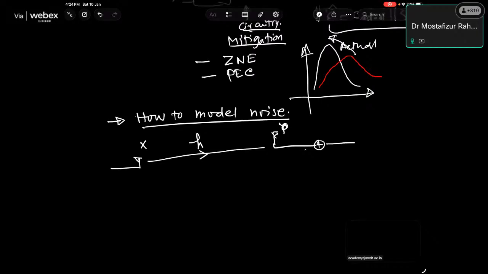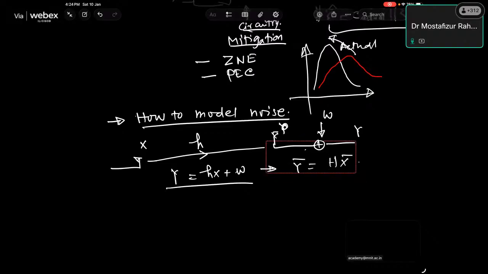So your actual information, if you put Y as your actual information, you write as Hx plus W, right? And this is how you write your information: Y equals Hx plus W. And when you model it in matrix vector form, typically you write Y as Hx plus W, where H now becomes a matrix and W a vector, right?